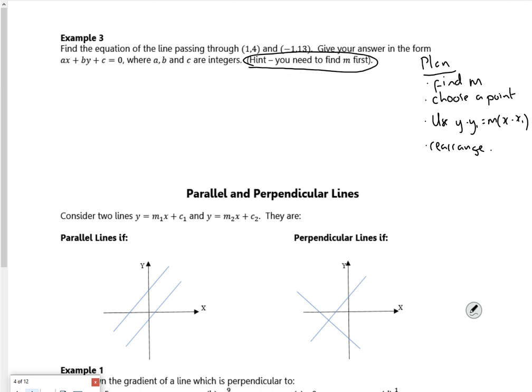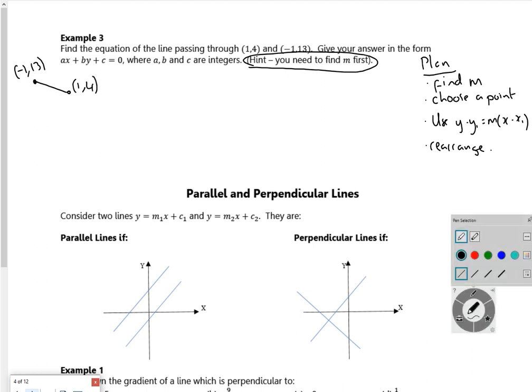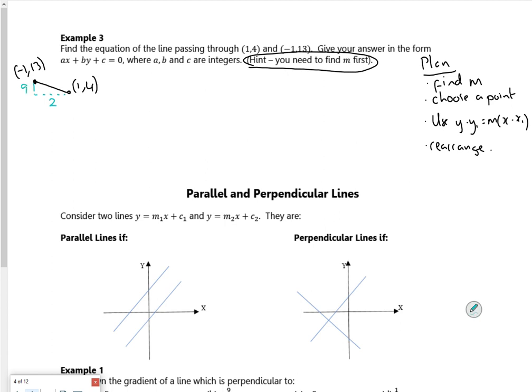Right, so if I draw a little picture, I've got a point which is minus 1, 13, and I've got a point which is 1, 4, so it's to the right and lower than minus 1, 13. I want the gradient, so I'm going to use this colour. Can you see that colour on the video? I hope you can. So going across is from minus 1 to 1, so it's 2 across. Going down is 13 down to 4, so that's 9 down.